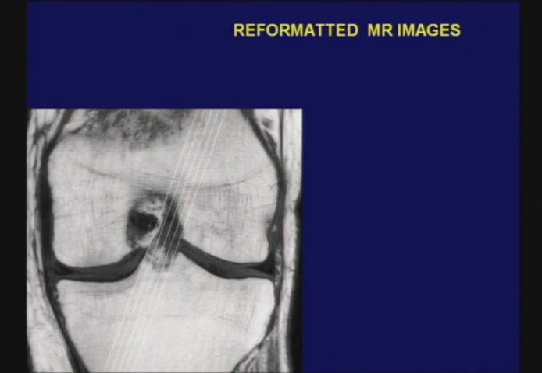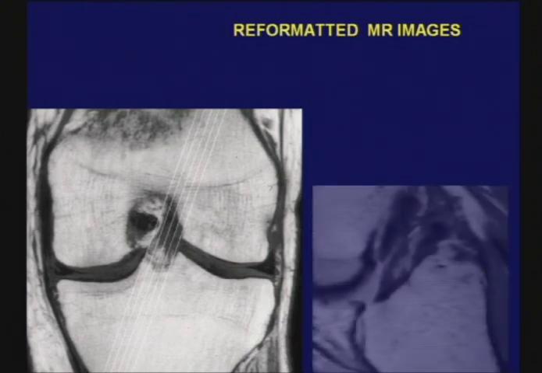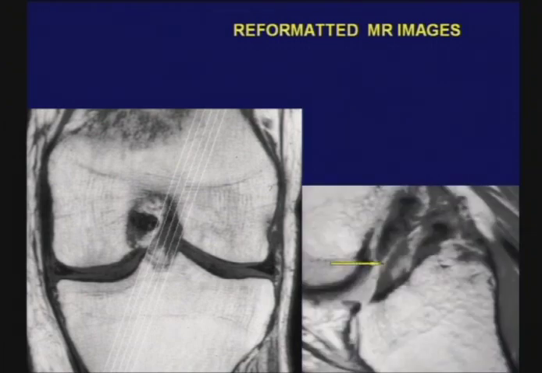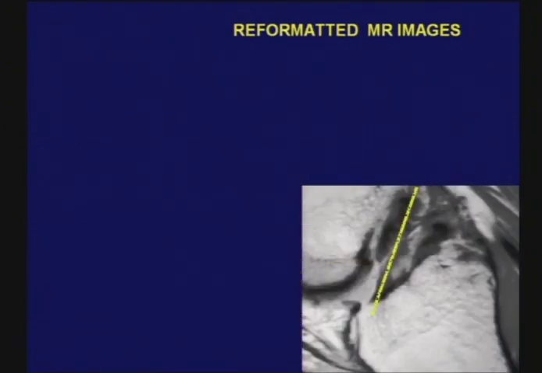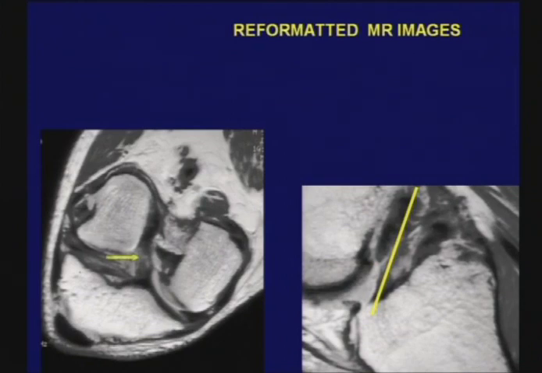The use of reformatted images, I don't think they're necessary unless you're dealing with low field strength magnets, and then they may become essential. There are a number of ways that you can do the reformat. This is one technique, sagittal oblique images. Here's the tear, and you can even go further and do other coronal oblique images. There's the tear on that.